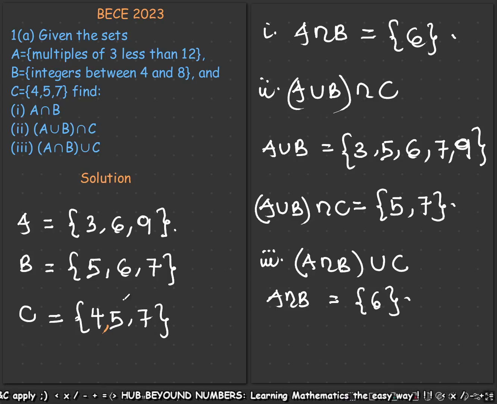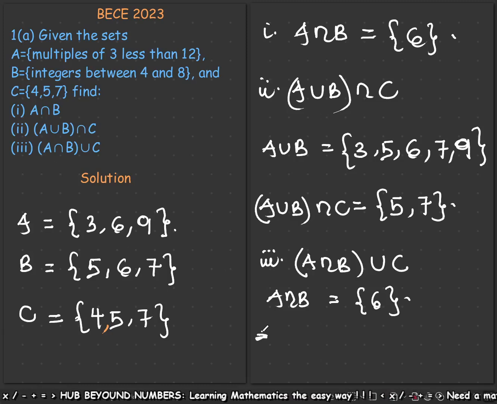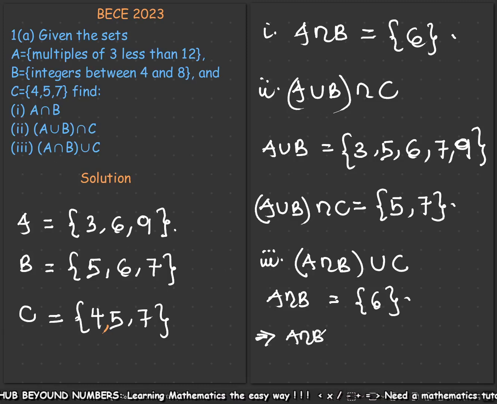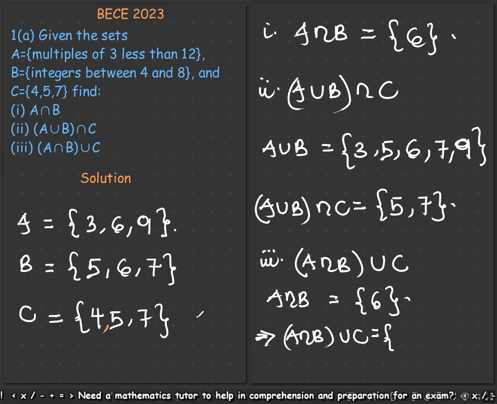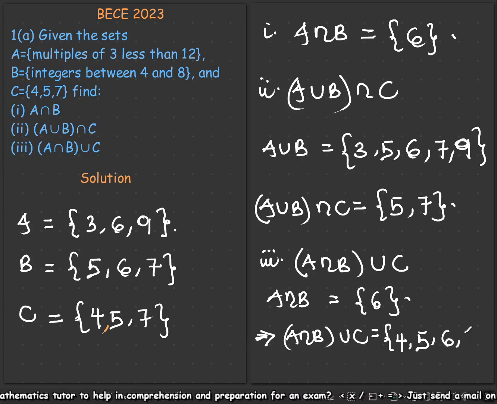So we want to form a union of these two sets. It just implies that our A intersection B union C is then going to be the set. We have 4, and as I said, we should write them in order. So 4, 5, then we add the 6 and then 7. So 4, 5, 6 and 7. Then you are good to go. So this answers BECE 2023 question 1A. We would go on to solve the next question in our next lesson.